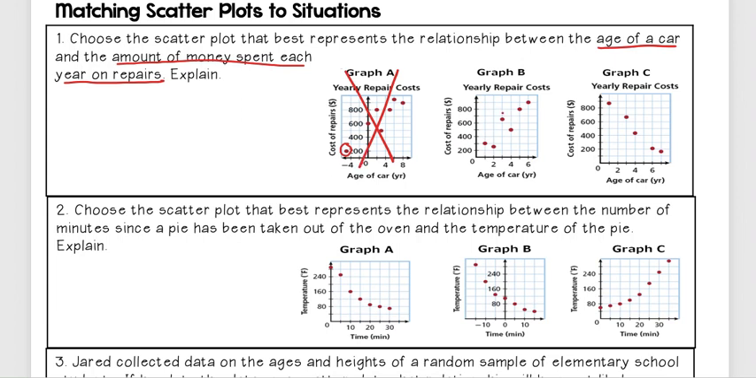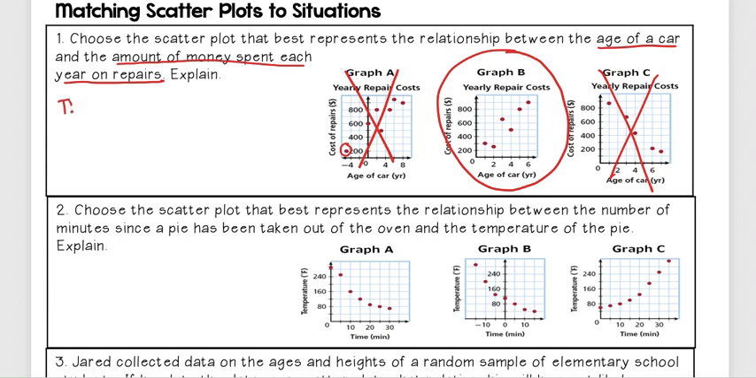So that leaves me between graph B and graph C. Well, graph B is telling me that the older my car gets, the more I am spending on repairs, while graph C is telling me the older my car gets, the less I spend on repairs. And I know the older my car gets, the more likely things are going to break down. So the answer here is graph B.